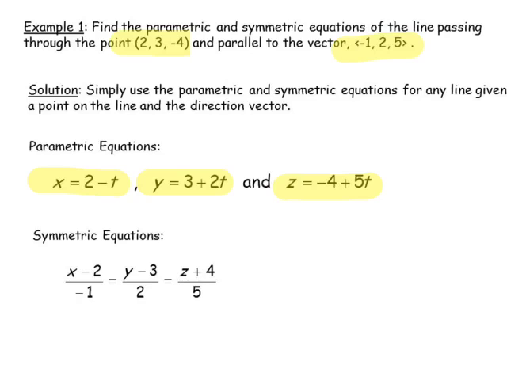In order to write the symmetric equations, all we're going to do is solve for t. And so these are represented here. This is representing what t equals.